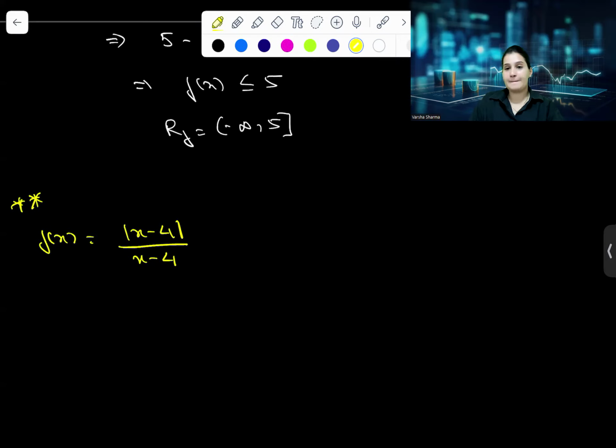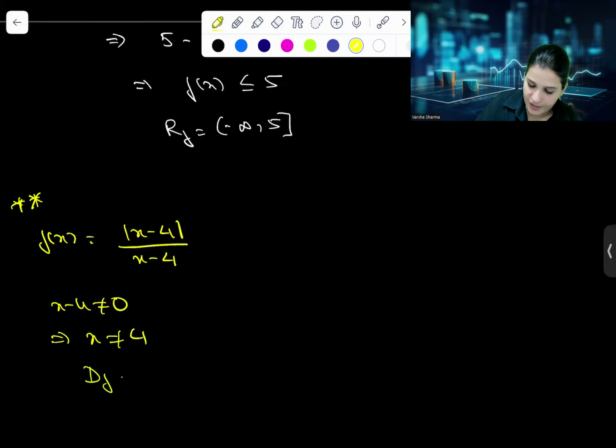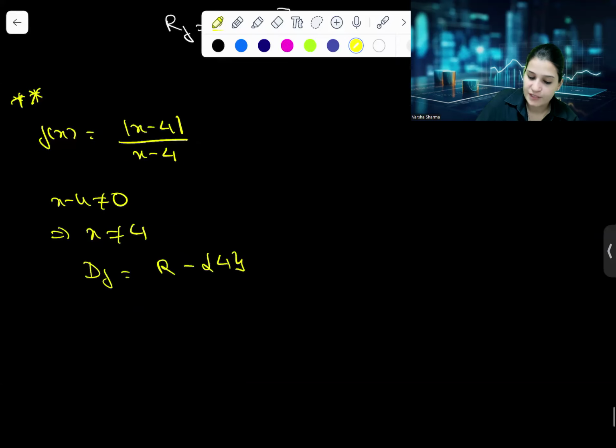What's the domain? All real numbers except 4. Very good. So x minus 4 not equal to 0, x not equal to 4. Domain will be all real numbers except 4. So this was domain. What about range?